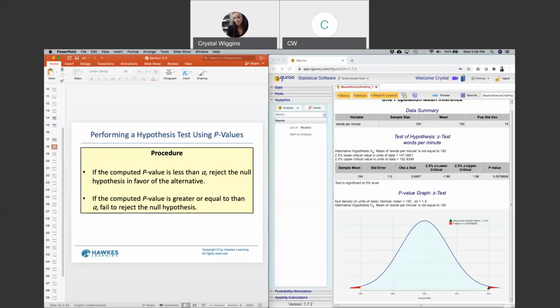So what we need to know is that if the computed p-value, which our guru does for us, is less than the given alpha level, we conclude a rejection of the null hypothesis in favor of the alternative. If the p-value is greater than or equal to that alpha level, we'll fail to reject the null. So here, if we look back at this example, the p-value is less than 0.05, so it also would conclude with a rejection of the null hypothesis, confirming what we've already concluded with the critical values.